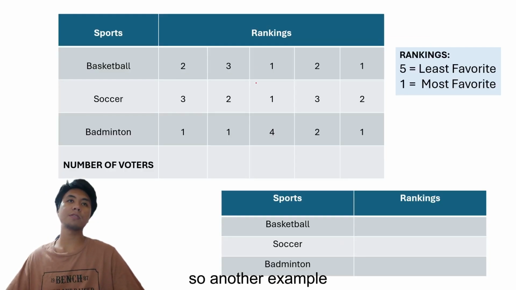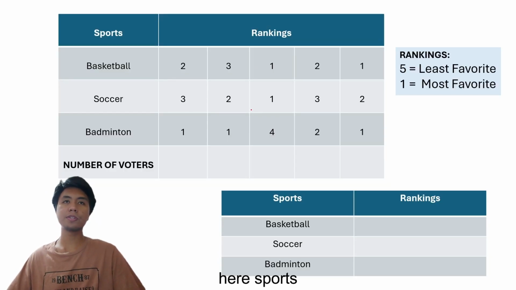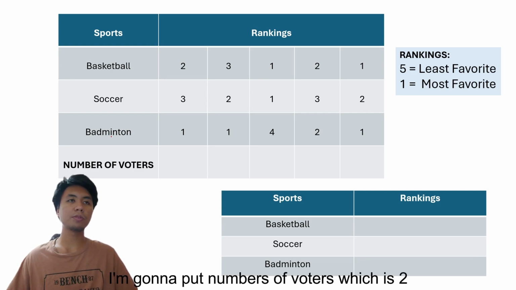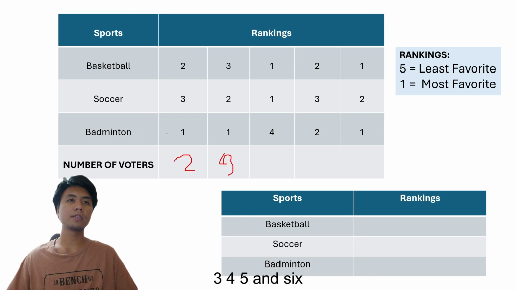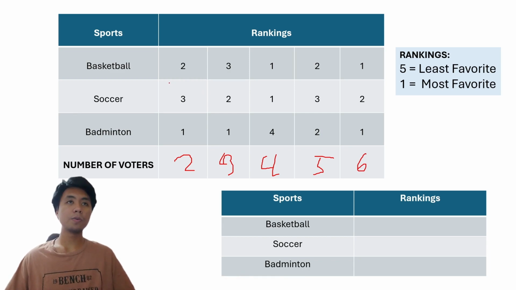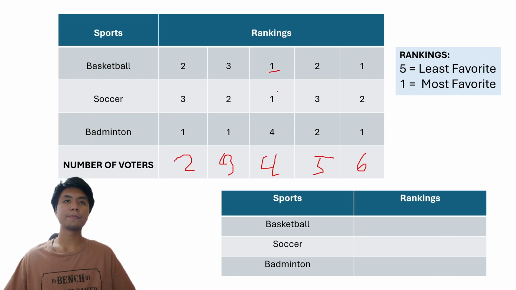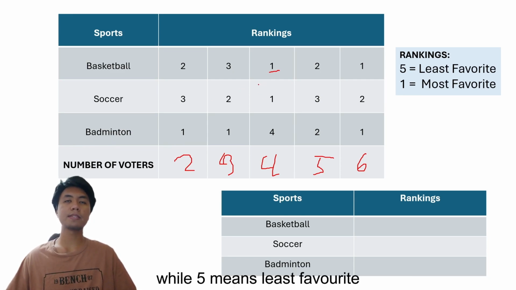So another example. Here's sports. We have no numbers of voters. I'm gonna put numbers of voters, which is 2, 3, 4, 5, and 6. 1 means most favorite sports by the voters, while 5 means least favorite.